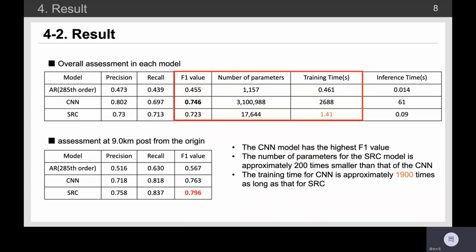Here, you can see the result. The upper table shows the overall evaluation of prediction for target points, and the lower table shows the prediction result of the 9.0 km point. It shows that the CNN model has the highest F1 value overall, but the training time for CNN is approximately 1900 times as long as that for SRC, in spite of the accuracy being almost the same.